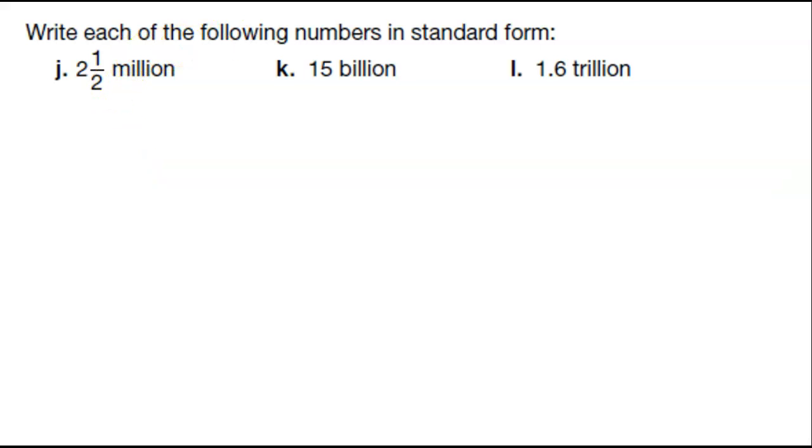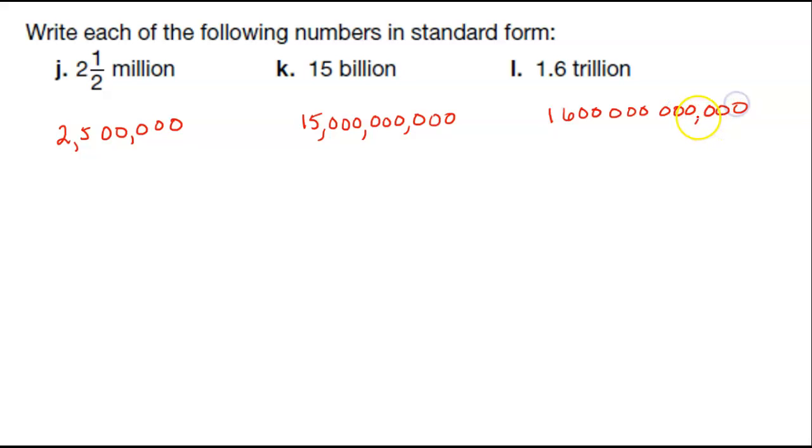Okay, write each of the following numbers in standard form. Okay, so here I have 2.5 million. So I have 2, 5, and that's 100. That's, let's see, that would be 2.5 million. That's standard form. So 15 billion in standard form, 1,000, million, billion. And then 1.6 trillion, 1, 6, so that's 1,600, million, billion, trillion.